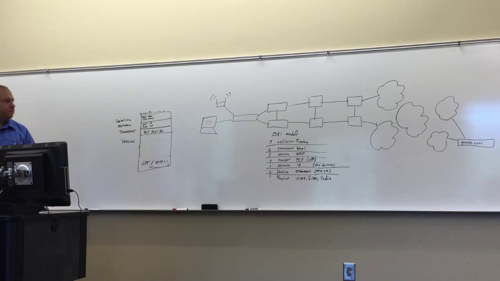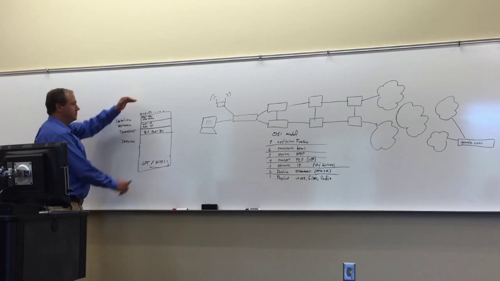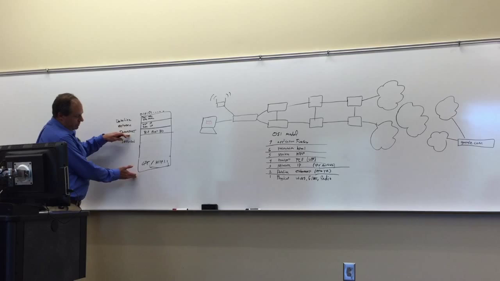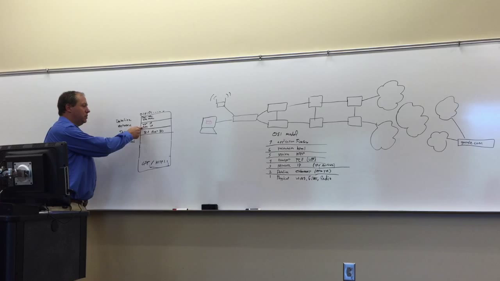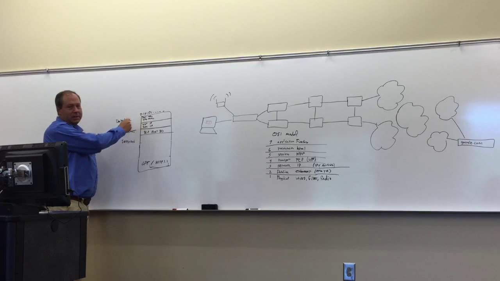Now we have made this packet. And we know that we wanted to send this to tell the web server that we wanted a web page. We know that it's going to happen on port 80 of TCP. How did we get our source IP address? How did we get our destination IP address? How did we get our source Ethernet address? How do we get our destination Ethernet address?